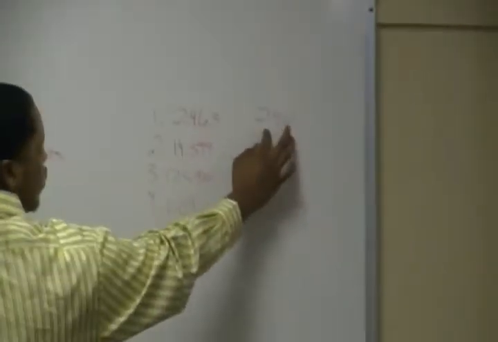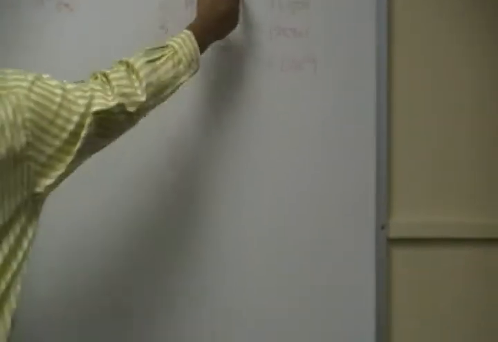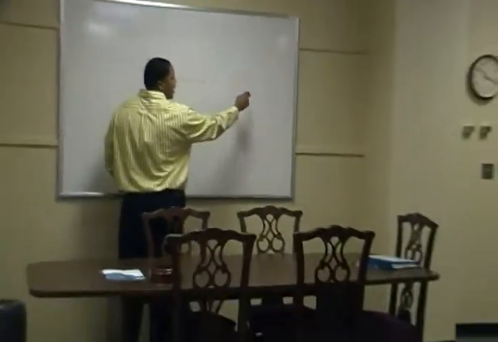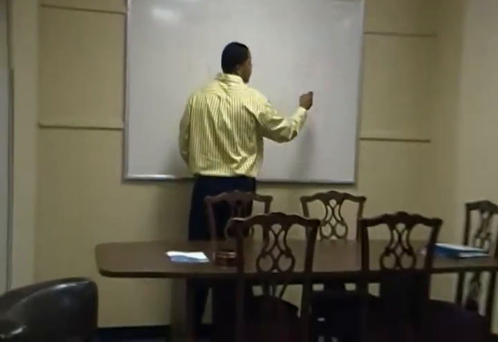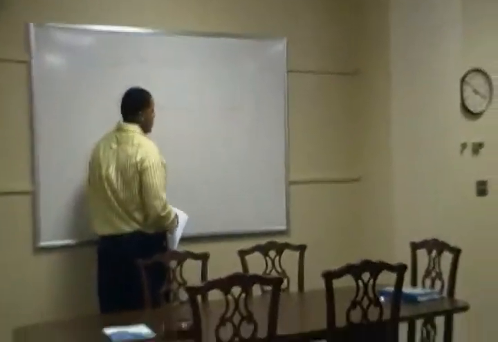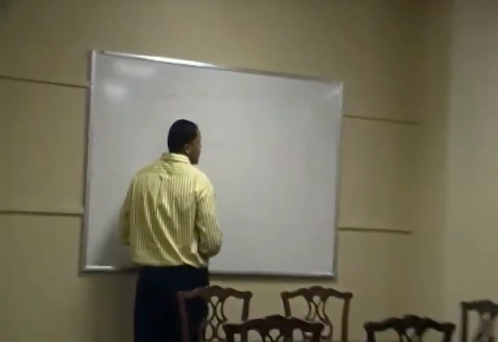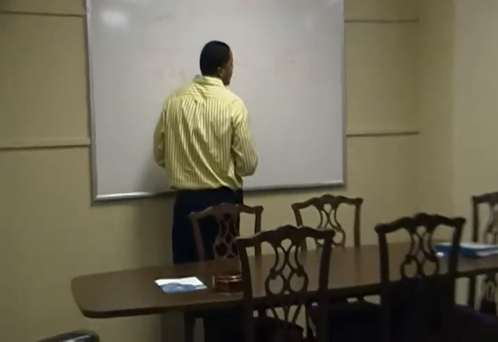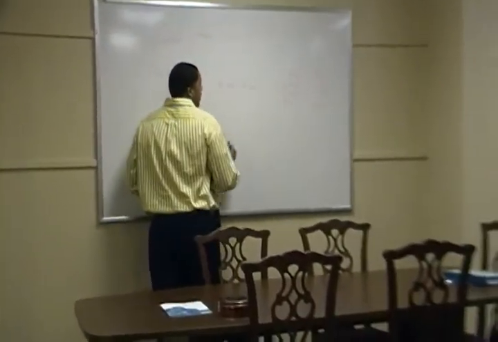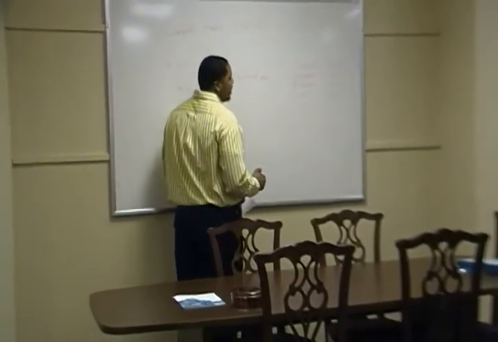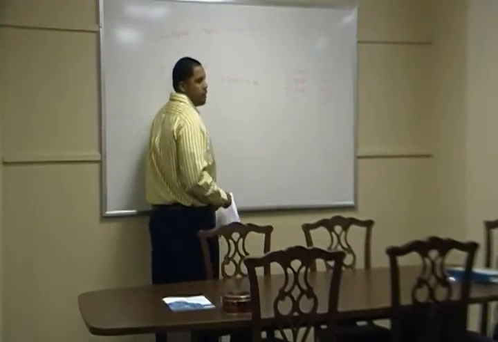Okay. For number one, I have 2.463 and 2.461. In here, I want you to fill in what is greater than, less than, or equal to. Number two, I have 14.599 and 14.500. Number three, I have 125.900 and 125.901. And number four, I have 0.09 and 0.0009.